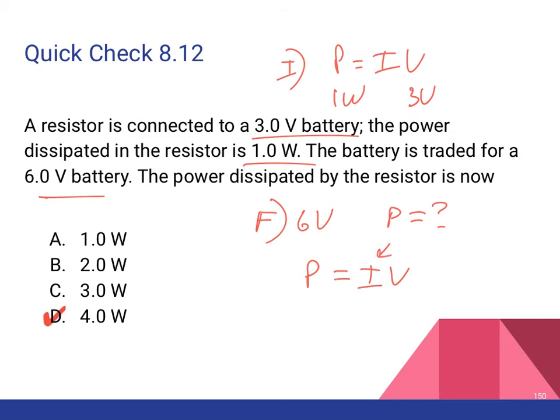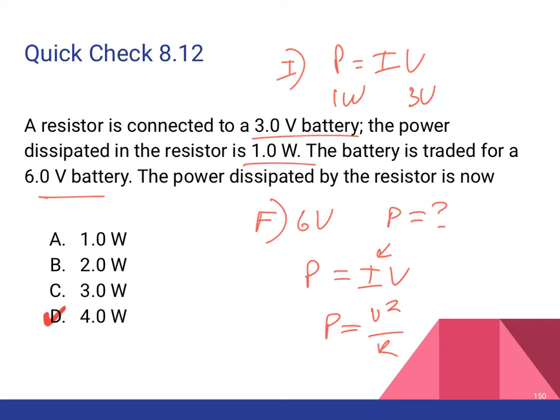and instead of having I, because I know I changes, well, I is also V over R. So really, I got another equation. I'm going to talk about this in the next slide, that power is also V squared over R. So my other question is, all right, well, what's the resistance then?